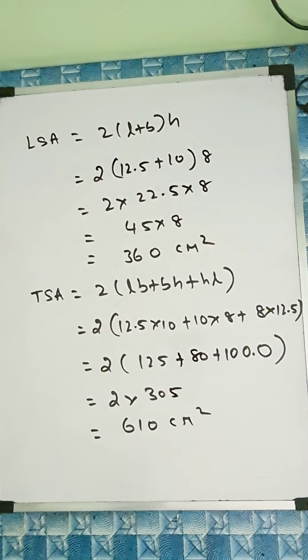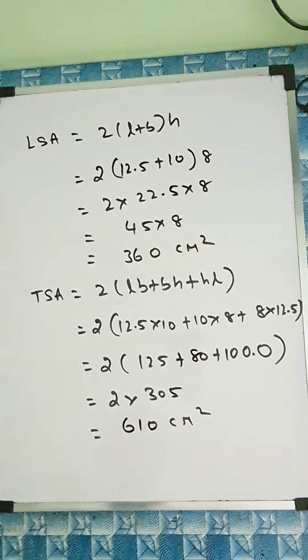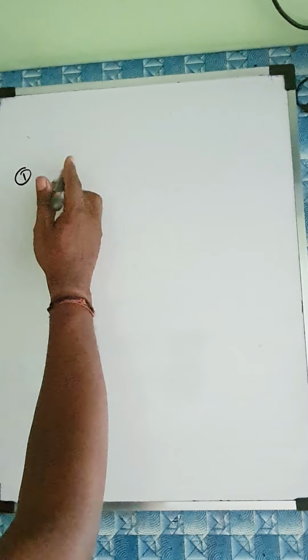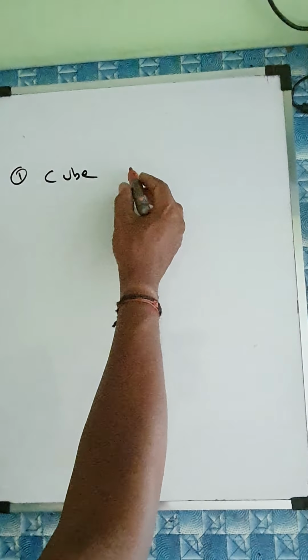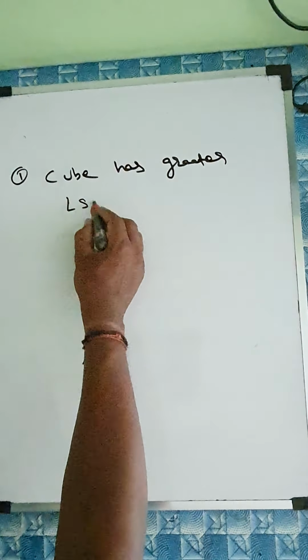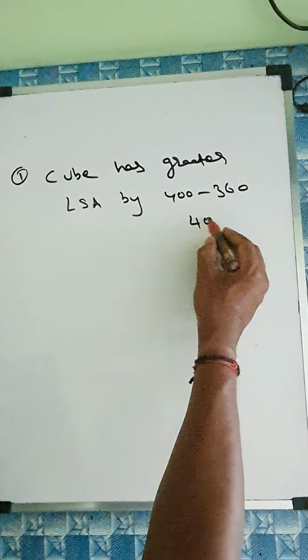So we got LSA of cube is 400 and LSA of cuboid is 360, and TSA of cube is 600 and here is 610. Okay, so now the first question, which box has the greater lateral surface area and by how much? First one is 400 and this one is 360. So cube box is the greater one. Okay, so we can say cube has the greater LSA, by 400 minus 360, so 40 centimeters square.